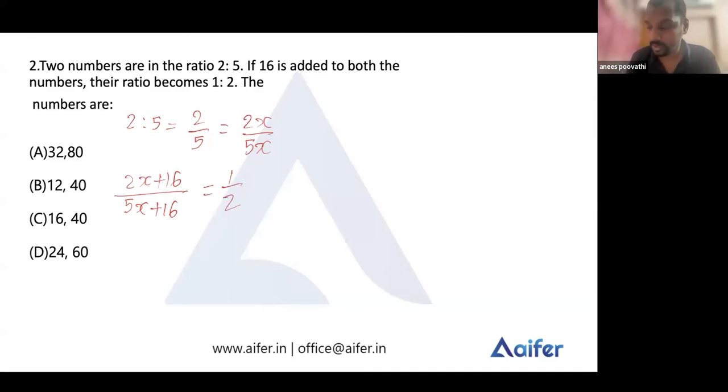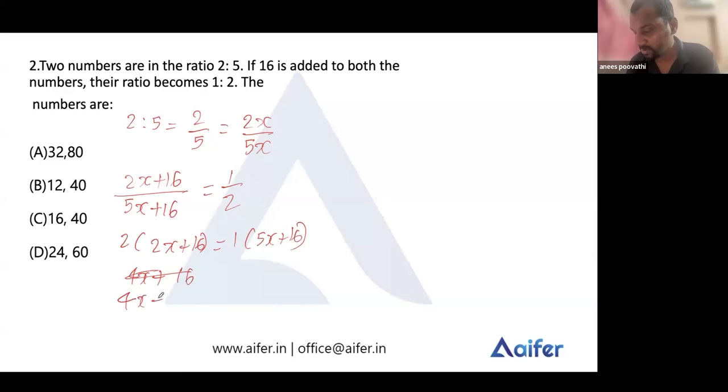Now we want to solve it. (2x plus 16) by (5x plus 16) equal to 1/2. So we want to cross multiply. So we'll be having 2 into (2x plus 16) is equal to 1 into (5x plus 16). So we have 4x plus 32 is equal to 5x plus 16.